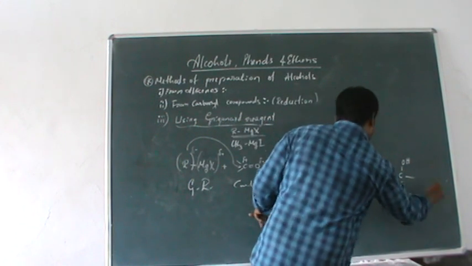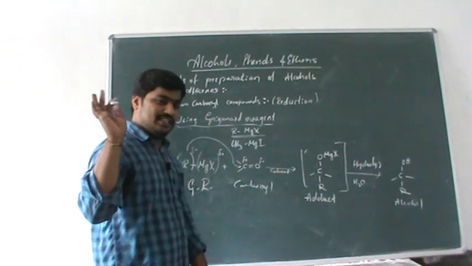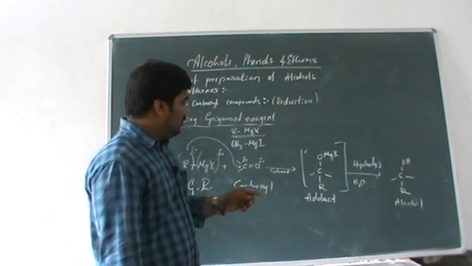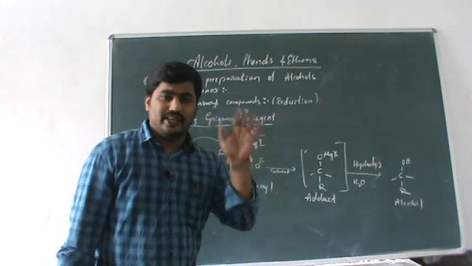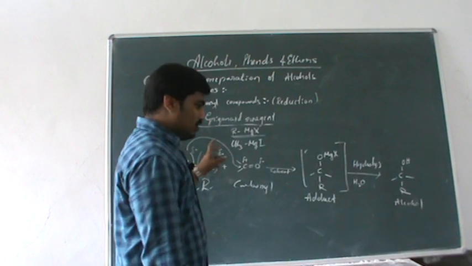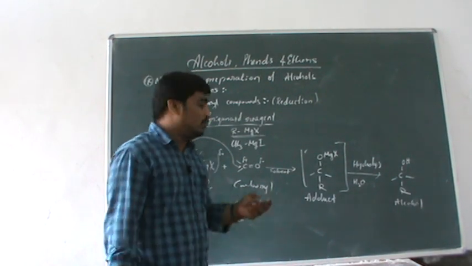Alcohol is produced. Okay, so this is the reaction. Very easy. This is a general reaction of preparation of alcohol using Grignard reagent. Very important, not only with this topic, this part is very important in the next topic also.